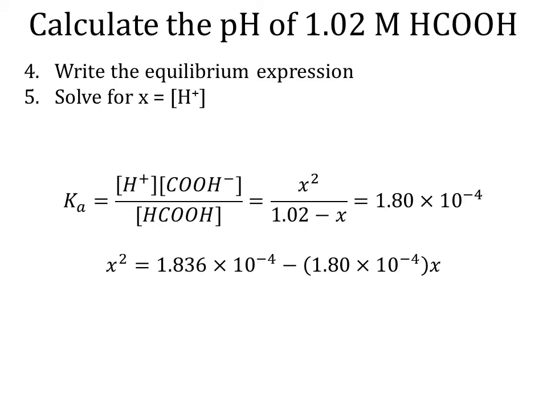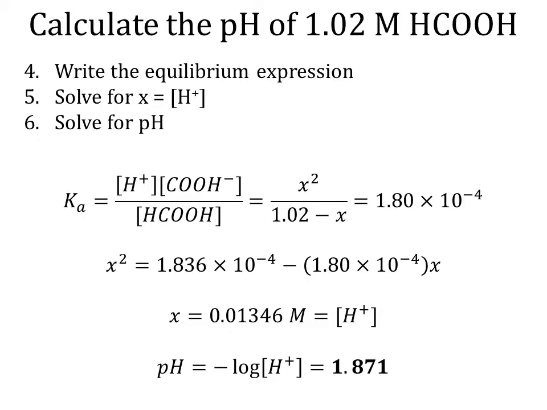Our fifth step is then to solve for x, which is the H+ concentration. We cross-multiply our equilibrium expression, and we find that x squared is equal to 1.836 times 10 to the negative 4 minus 1.80 times 10 to the negative 4 times x. When we solve this for x, we find that x is equal to 0.01346, which is the concentration of H+ in moles per liter.